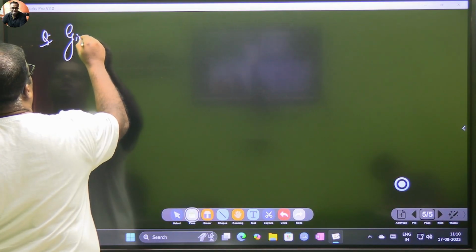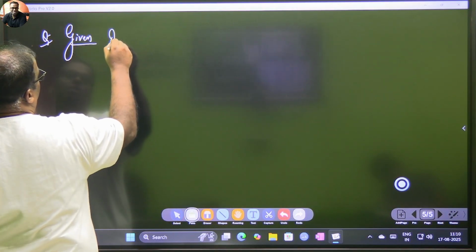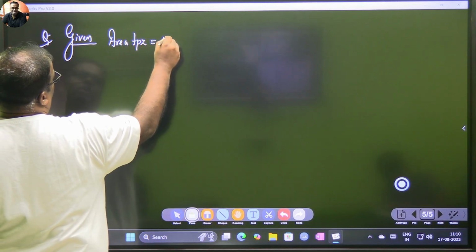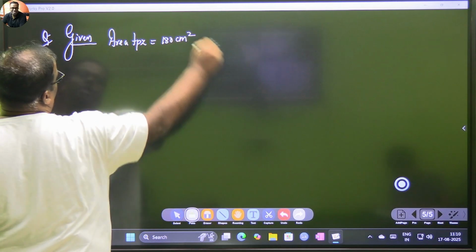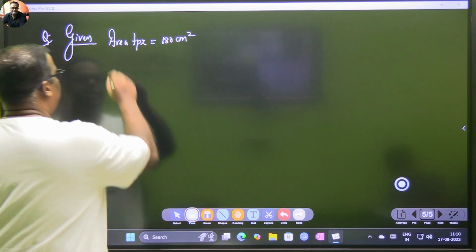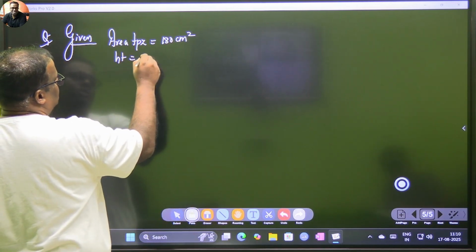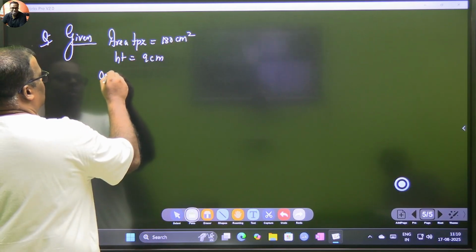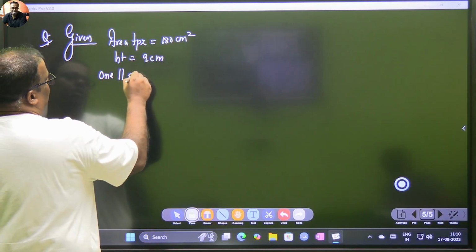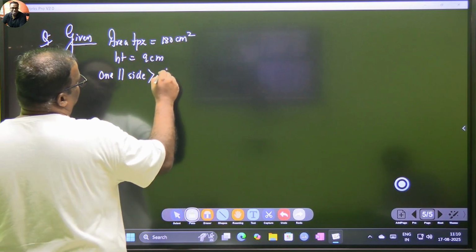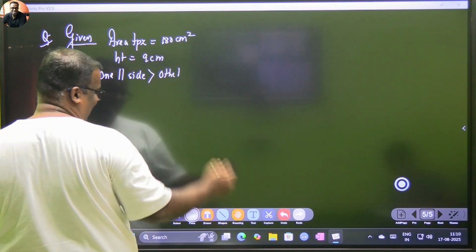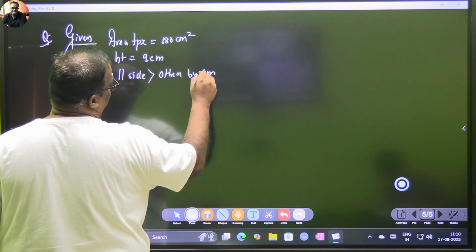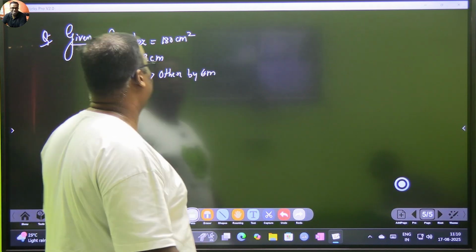So given is what? Area of trapezium is 180. Height is equal to 9 centimeters. One parallel side is longer than the other by 6 centimeters. Have you understood? What is the area?